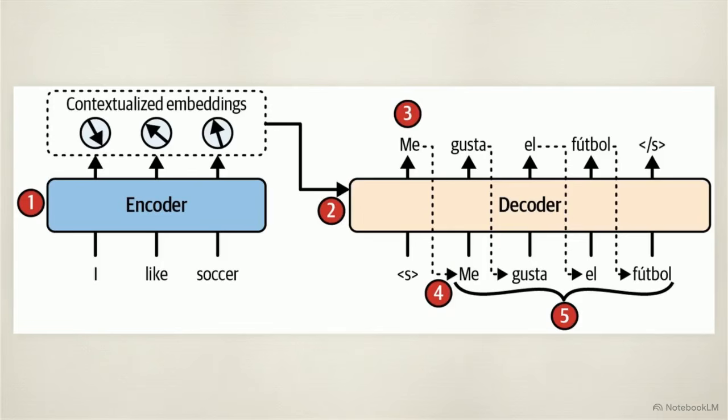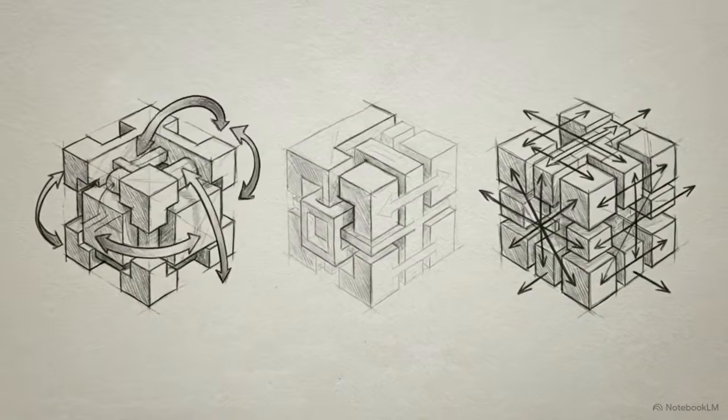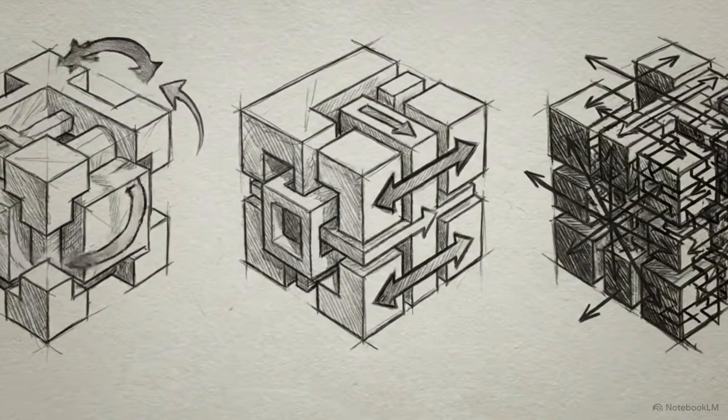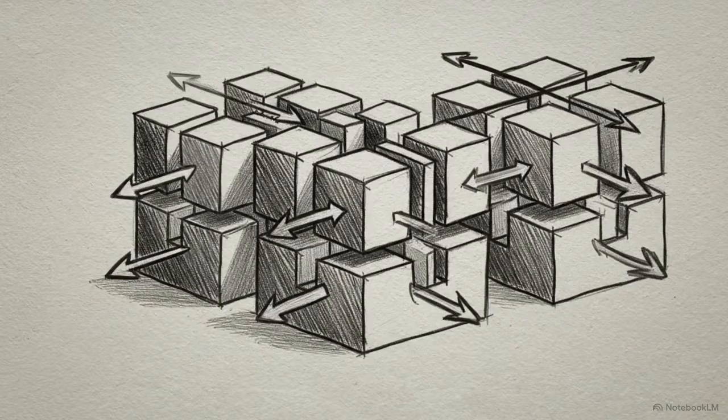This diagram illustrates the final path, encoder-decoder models like T5. Here, a bidirectional encoder passes contextualized embeddings into an autoregressive decoder, allowing the system to translate an input sequence into a new output. Business utility is dictated by architecture. Choose encoders for understanding, decoders for creating, and encoder-decoders for sequence transformations.